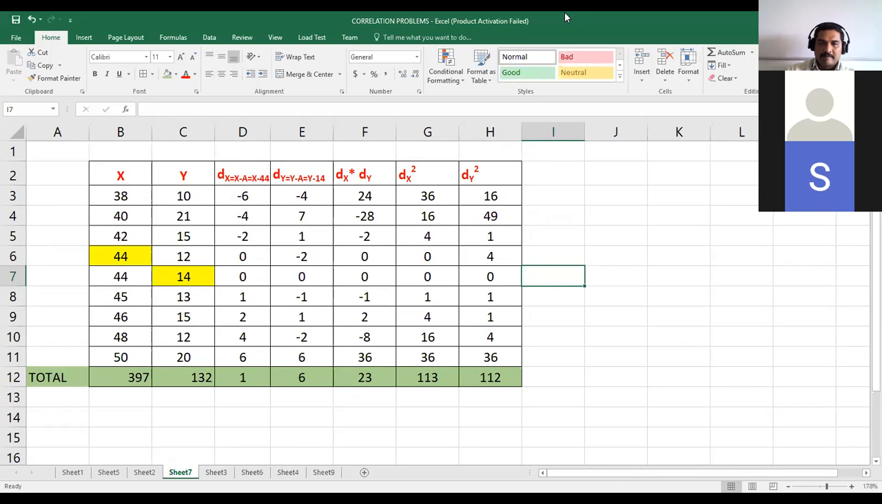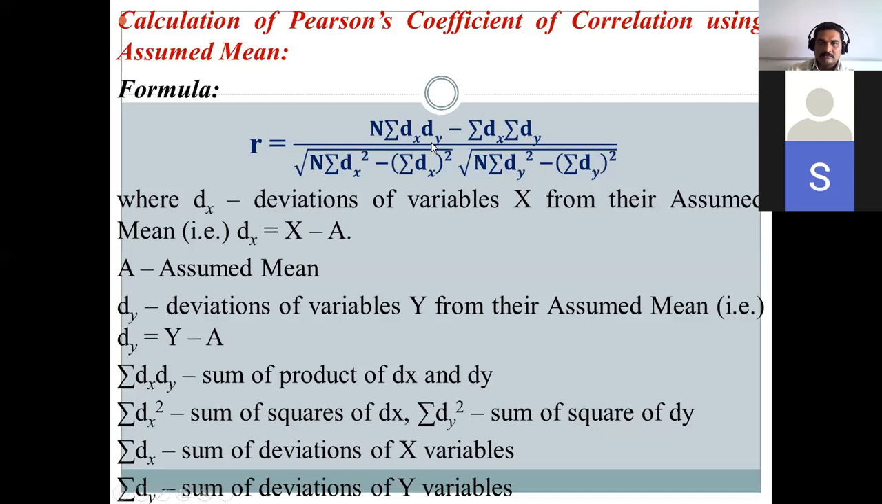Note down this formula. This is the formula for r: N into summation dx into dy minus summation dx into summation dy, whole divided by the square root of N into summation dx square minus summation dx whole square.